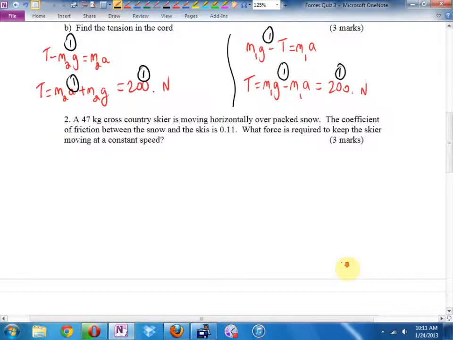All right, now we're skiing. A 47 kilogram cross-country skier is moving horizontally over packed snow. Coefficient of friction between the snow and the skis is 0.11. What force is required to keep the skier moving at a constant speed? I guess, how hard does the skier need to push on their ski poles?